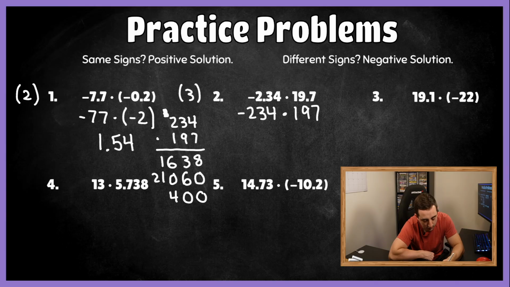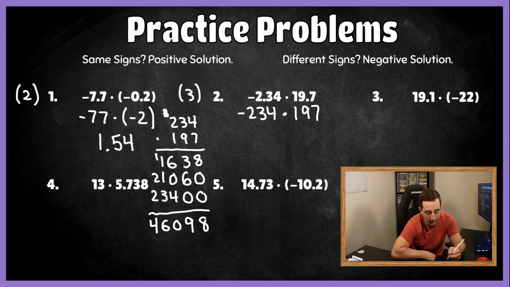1 times 3 is 3. 1 times 2 is 2. And now we can finally go ahead and add everything. So 8 plus nothing is 8. 3 plus 6 gives us 9. 6 plus 4 is 10, carry the 1. 3 plus 1 plus 1 plus 1 gives us 6. And 2 plus 2 gives us 4.